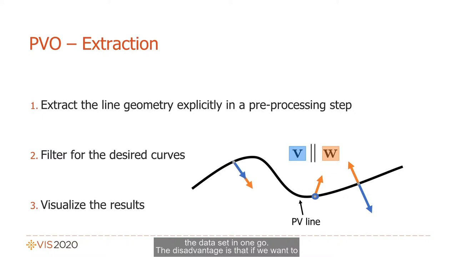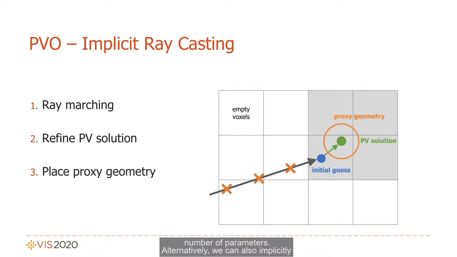The disadvantage is that if we want to explore the dataset and just change some parameters to see what happens, or if we actually need to change the parameters, for example, to find a reference frame in an unsteady flow, then we need to recompute everything from scratch. This might only take a couple of seconds each time we change something, but this accumulates with increasing number of parameters. Alternatively, we can also implicitly raycast the parallel vectors operator.